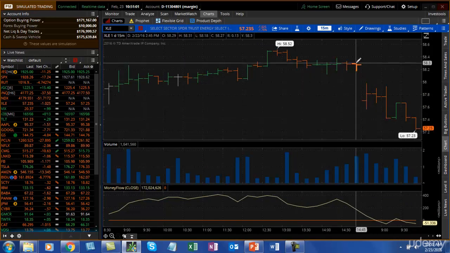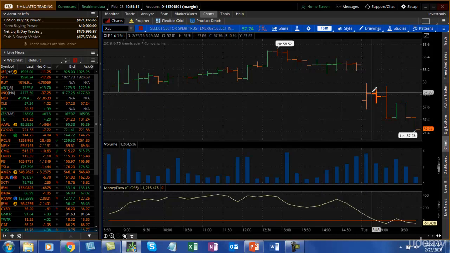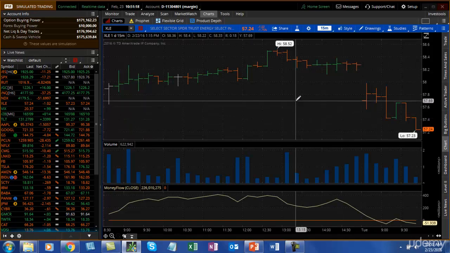So here you can see XLE gap down today. Today is Tuesday, Feb 23rd. XLE gap down today, and perhaps this would have been a signal to short it at somewhere around 57.8 or something, and right now it's at about 57.23.